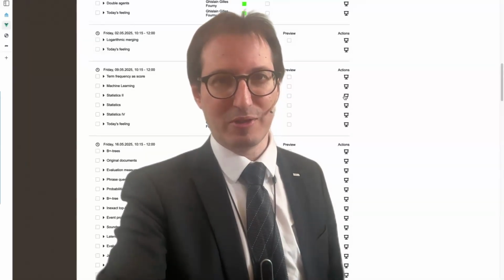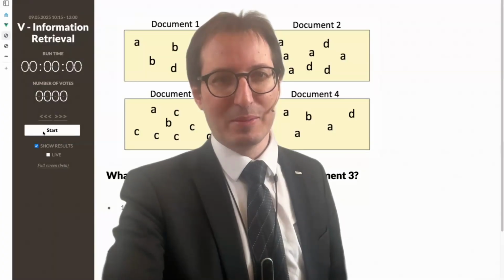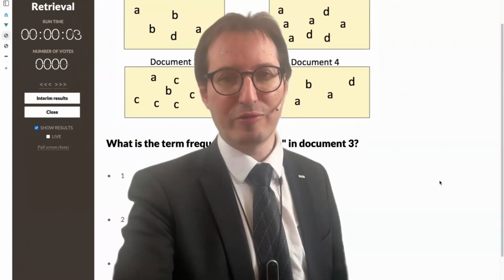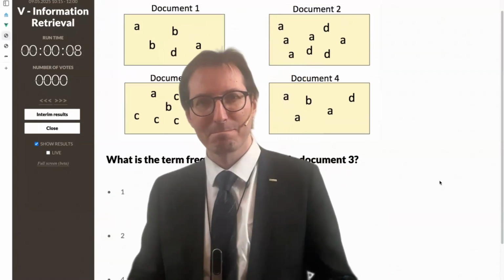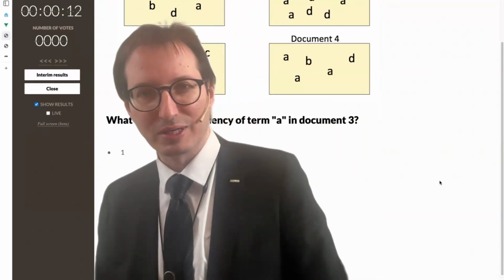Let's move on to another question that I have for you, maybe this one. Because we're speaking about term frequencies, so what is the term frequency of term A in document 3? 1, 2, 4, or 11?